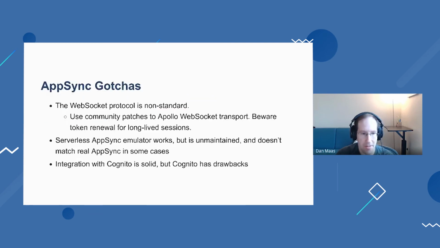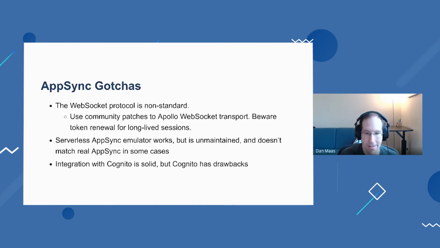A couple other issues with AppSync. AppSync uses a non-standard WebSocket protocol for GraphQL subscriptions. Unfortunately, the spec isn't very detailed about the actual HTTP transport layer. So Apollo Server does it one way and AppSync does it another way. There are patches out there. There's a community patch on GitHub that adapts between Apollo and AppSync, and we use that. It works pretty well. But there are still some issues around token renewal for long-lived sessions.